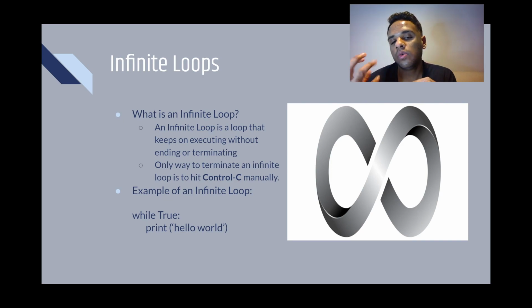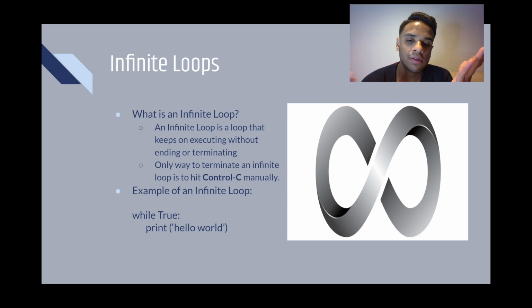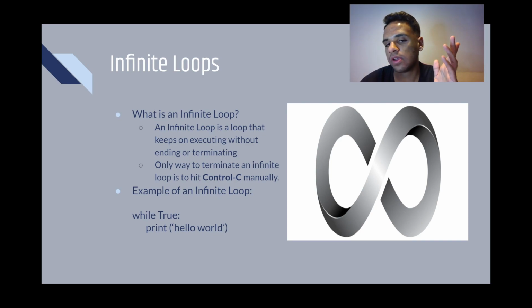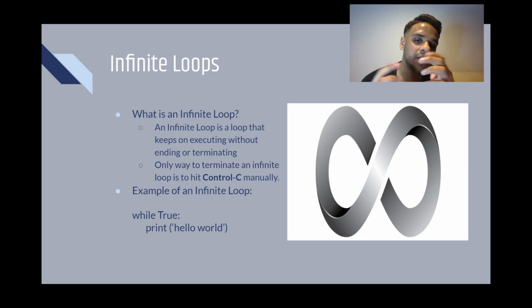So how do you terminate an infinite loop? Well, you can't. The interpreter cannot terminate the infinite loop automatically, because the computer will keep executing it over and over, because that's what it is. It's an infinite loop. The only way we could terminate the infinite loop as a programmer is to hit Control-C manually, and it'll just quit the program. Other than that, on its own, it will just keep going.